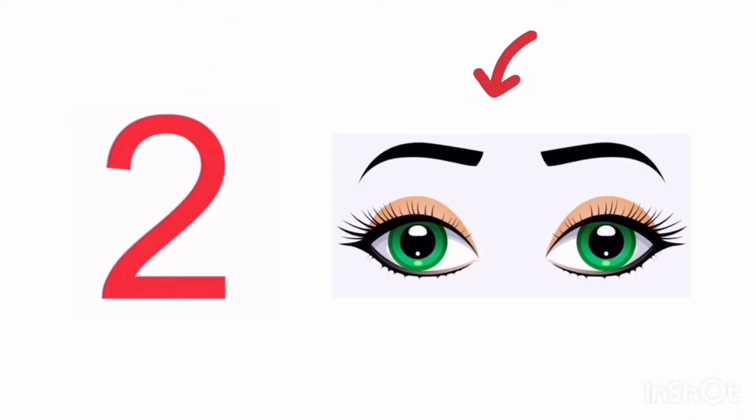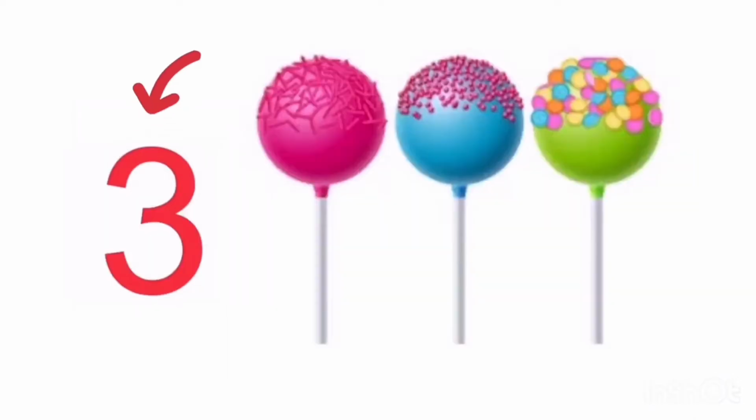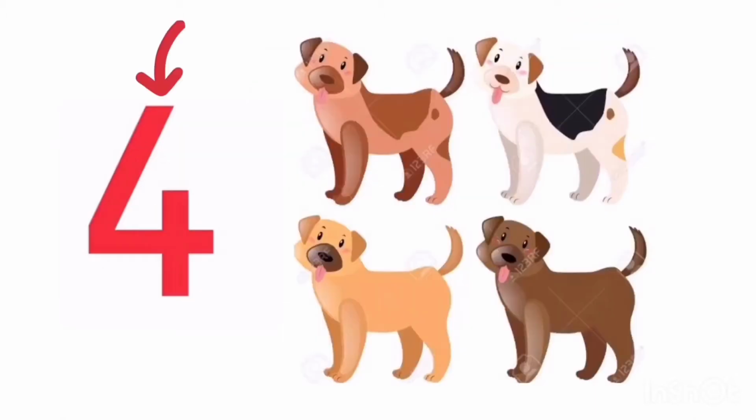How many eyes do we have? 1, 2. Yes, we have 2 eyes. This is number 3. Number 3. How many lollipops are there? Let's count. 1, 2, 3. There are 3 lollipops.